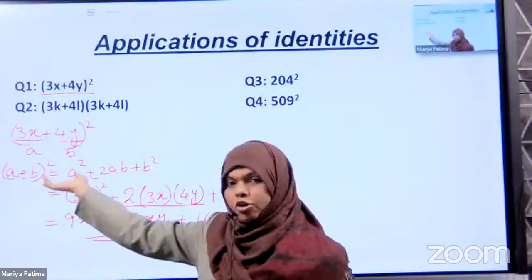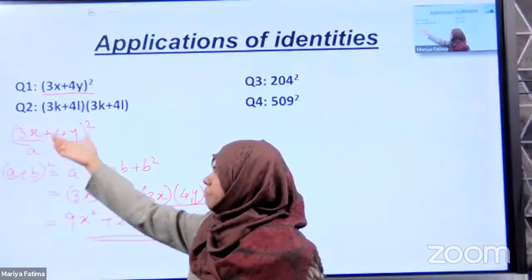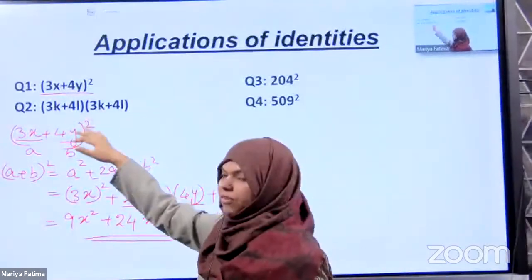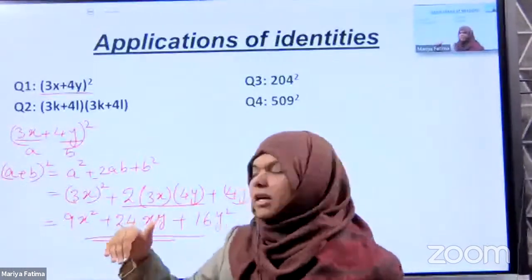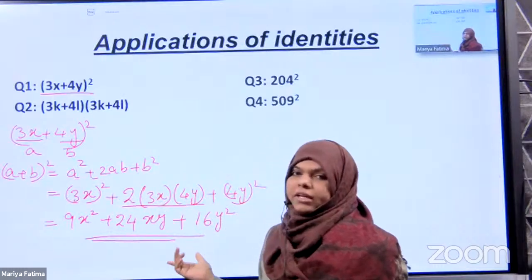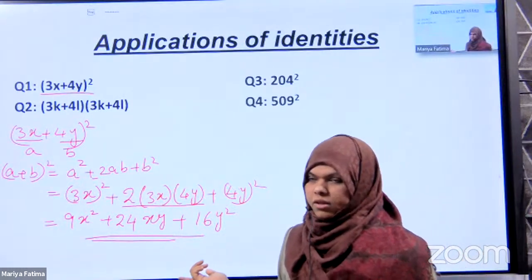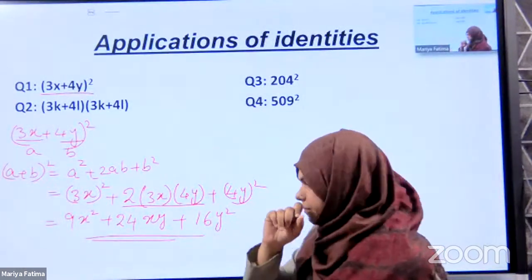So if we don't know the identity, then we have to write this part and then another part, then we have to go to that long method. So instead of doing that method, directly here we can use the identity and then we can get the answer quickly. In this way, we can solve the questions.